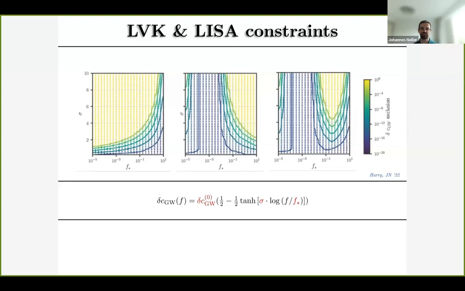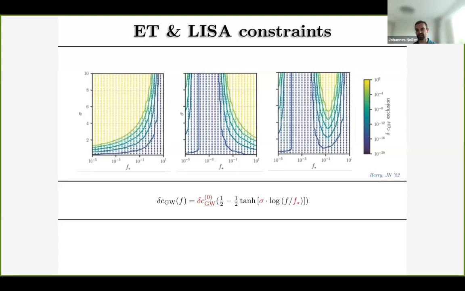So let me wrap up by just telling you about, I forgot about one slide, just to tell you that, of course, if we replace LVK with a next generation detector, like the Einstein telescope, for example, you can see how the constraints improve as the detector sensitivity goes up, and we can constrain a bigger slice of the parameter space more tightly than we could just with LVK.